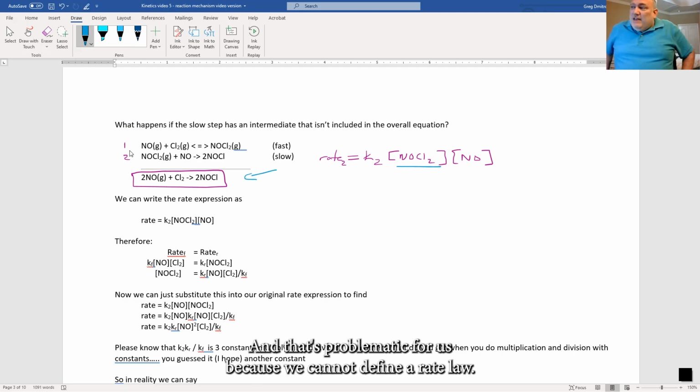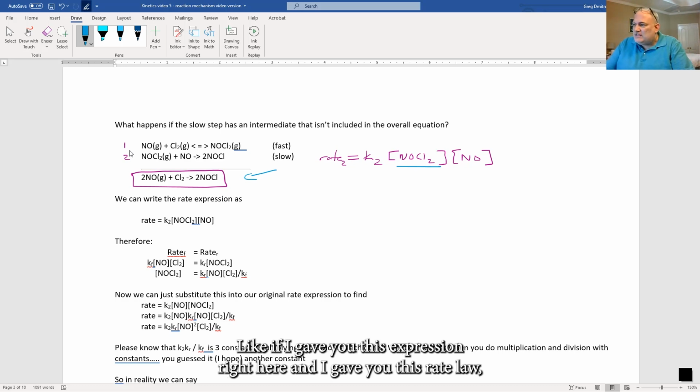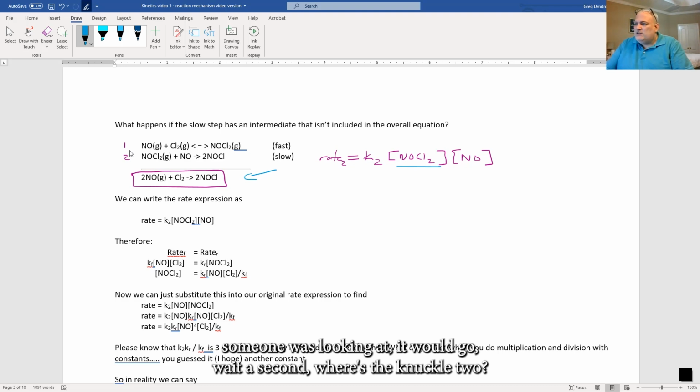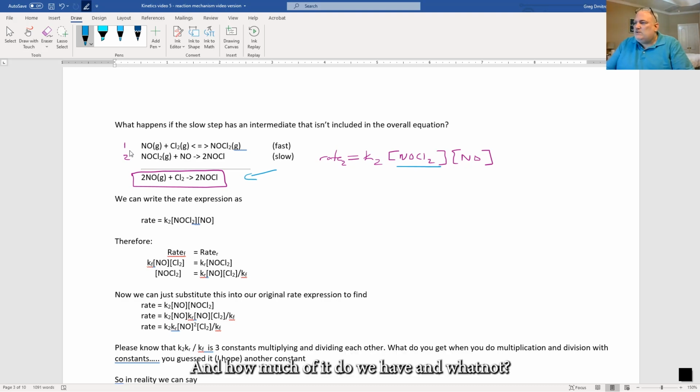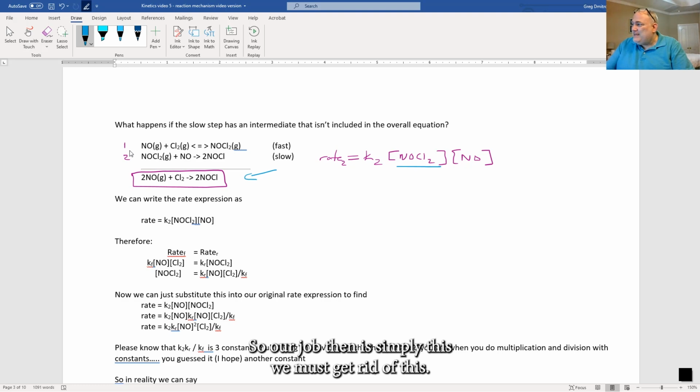And that's problematic for us because we cannot define a rate law like that. If I gave you this expression right here and then I gave you this rate law, someone who's looking at it would go, wait a second, where's the NO3 and how much of it do we have and whatnot? So our job then is simply this.